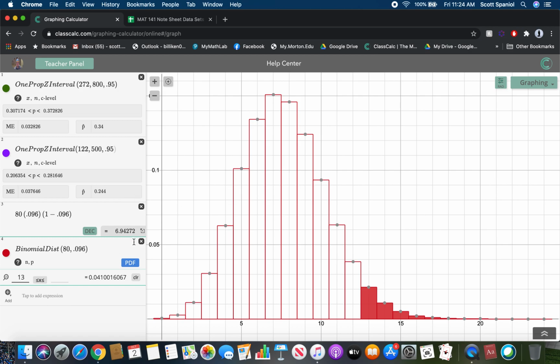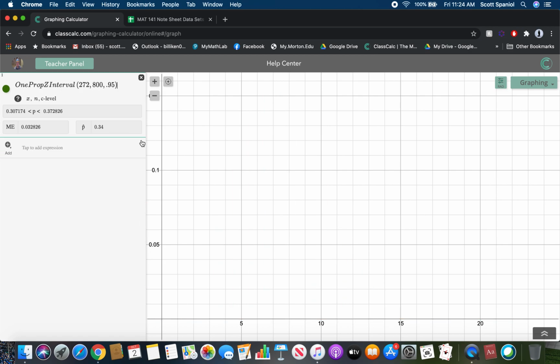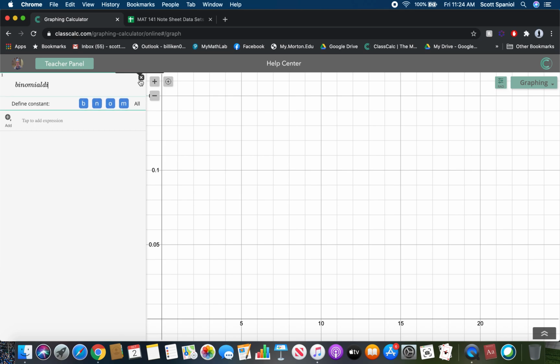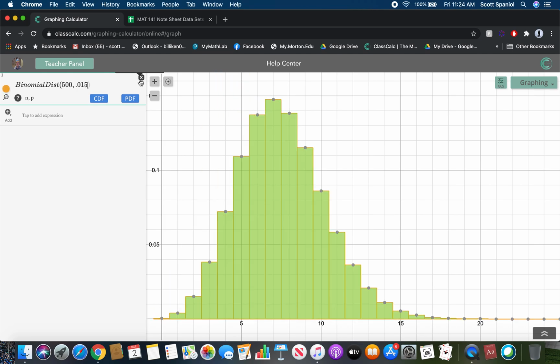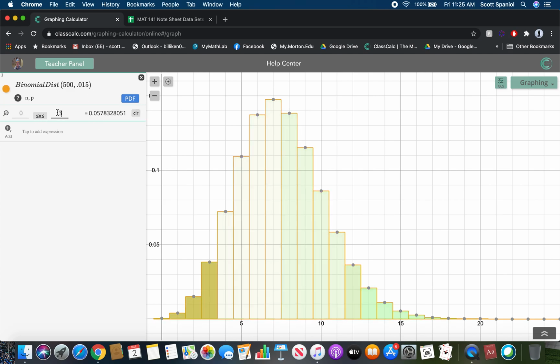So I can go in here, do a binomial distribution. My N is 500, right? That's my sample size. My P was 0.015. So there's my distribution. Once again, notice it's close to normal, but it's a little skewed right. So that's why we couldn't use one prop z-test. And then we want to do, in this case, x is less than or equal to 3.